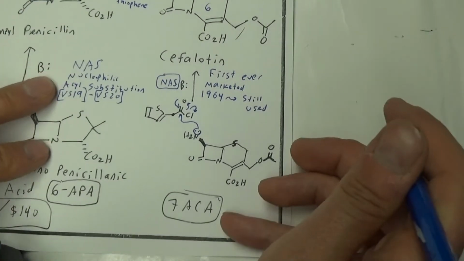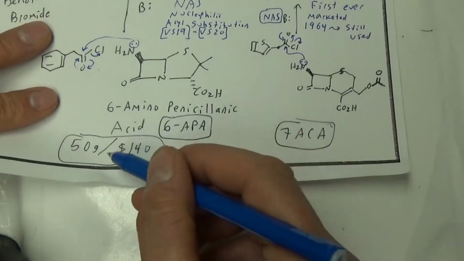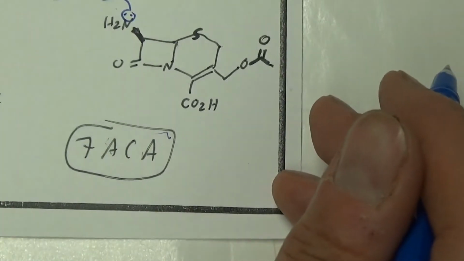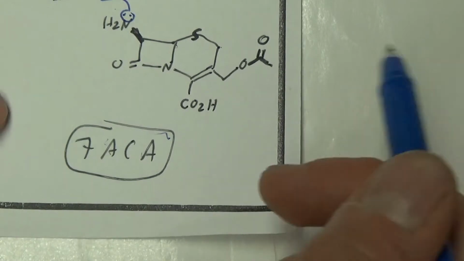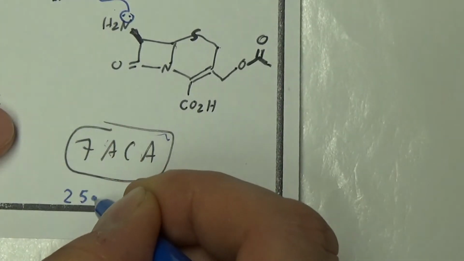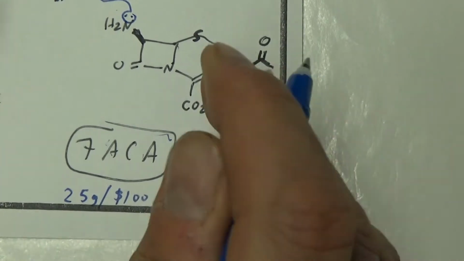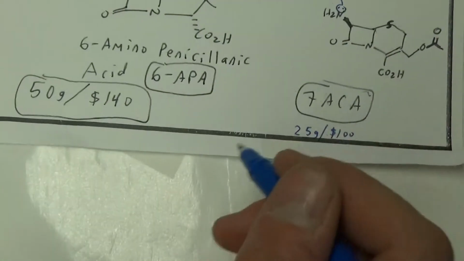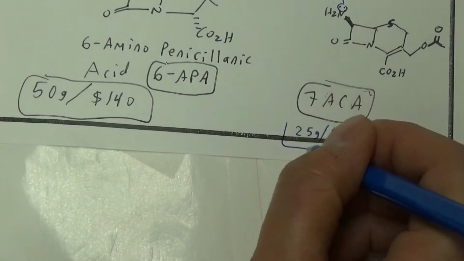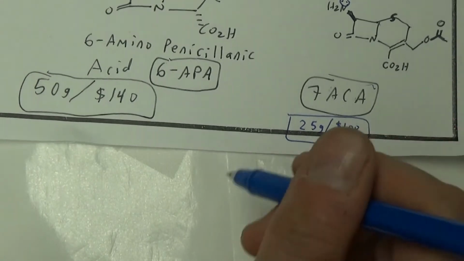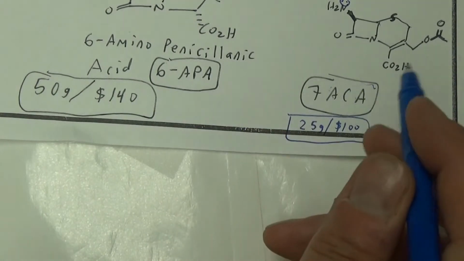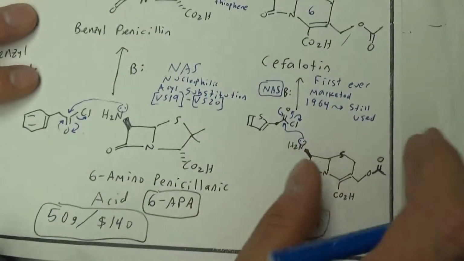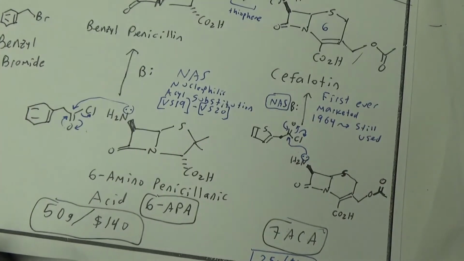So that's 7-ACA. You might ask, if this is kind of cheap, do you think this is kind of cheap? And yes, the answer is yes. Very cheap. 25 grams for $100. So, comparatively, about the same. Maybe this is a little bit more expensive, but I guess the point is that we can make cephalosporin antibiotics very inexpensively. Okay, all right.